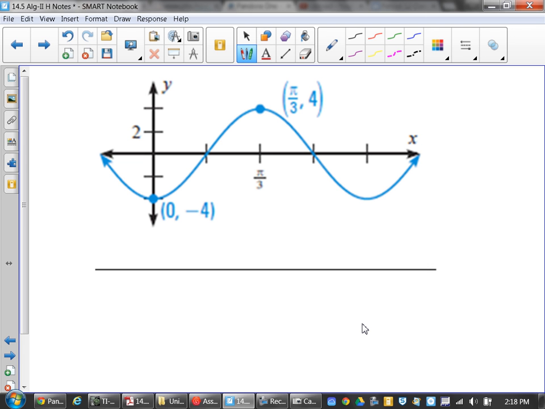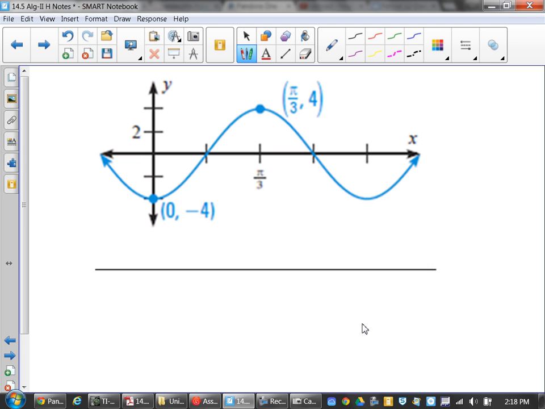So let's say pi over 3. Yes, it does say pi over 3. Take a look at your maximum and your minimum. Do both of those numbers have the same absolute value? Yes. That means they're both equidistant from the line y equals 0. So, is there a vertical shift here?